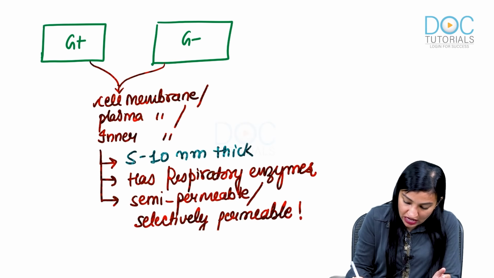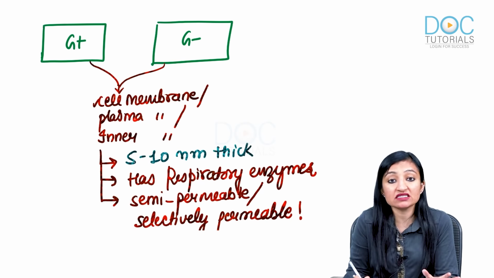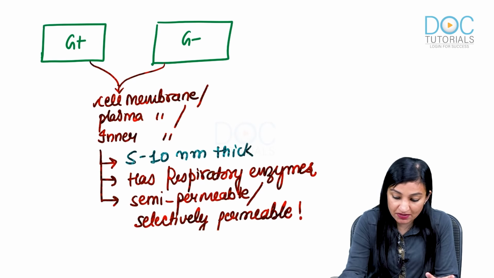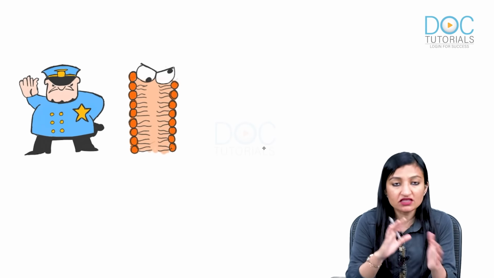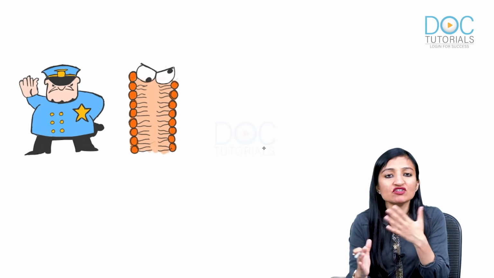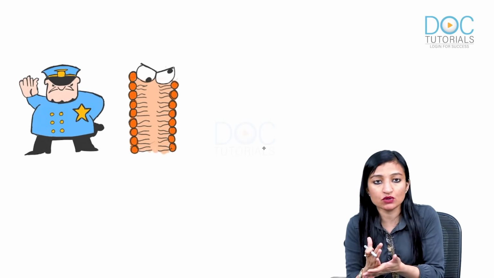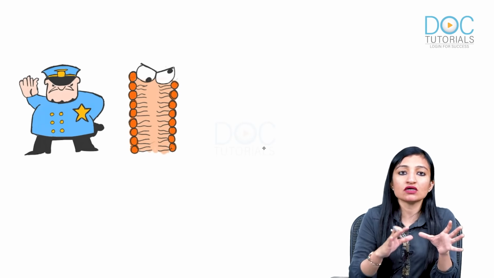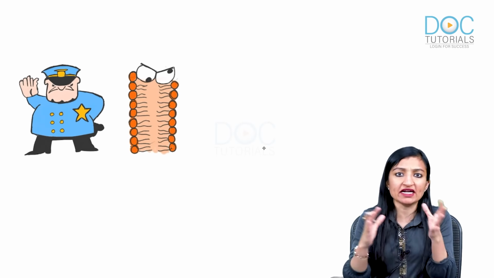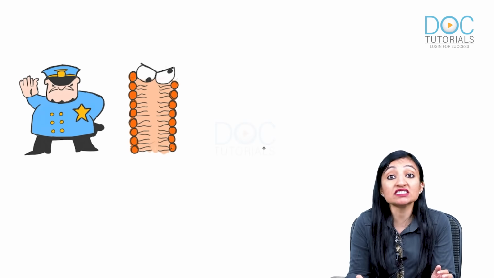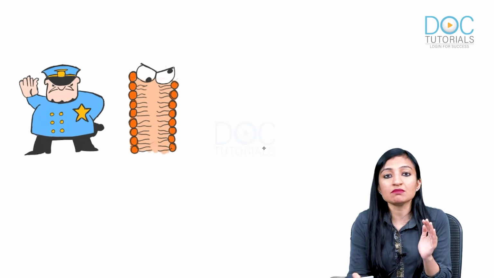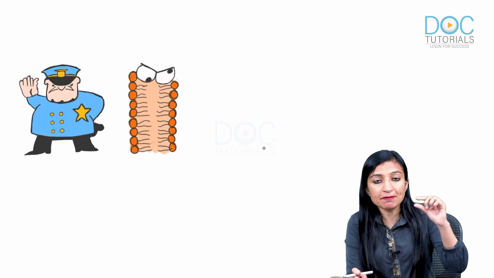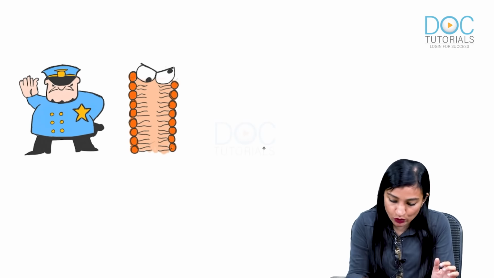Now what is meant by these terms, semi-permeable or selectively permeable? What you can see over here is a guard or a policeman. This is a guard. Another analogy which we can take over here is that of a policeman. So the job of a guard or a policeman is to prevent the entry of intruders. And what you can see over here is nothing but the cell membrane. Now remember, cell membrane is nothing but a phospholipid bilayer with the lipid part inside and the phosphate part outside.